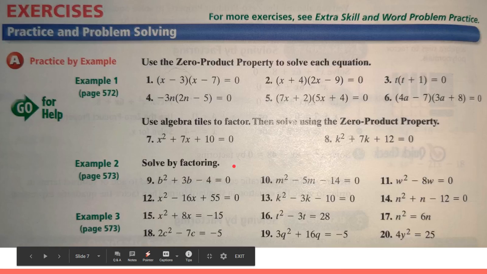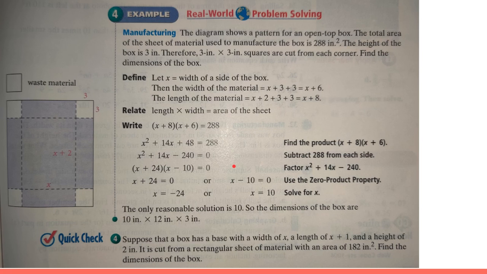All right, your job in quick check, sorry, I keep doing that, quick check 4, is to suppose that you have a box with a base and a width. The width of the base is x. The length of that box is x plus 1. So just imagine the same exact diagram, just with x and x plus 1 instead of x and x plus 2, and a height of 2 inches. It is cut from a rectangular sheet of material with the area of 182. This is basically the same exact problem as the example. Not a whole lot of thinking here, just basically recreating what was done in the example with different measurements and different numbers. All right, you got this.